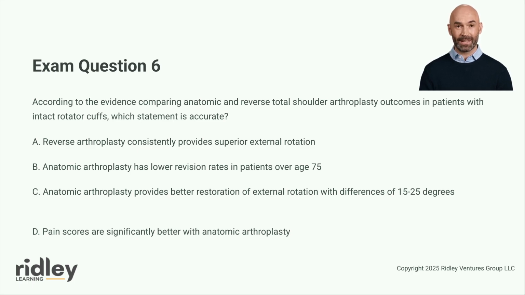The research consistently demonstrates that patients with intact rotator cuffs achieve substantially better external and internal rotation with anatomic prostheses. The 15 to 25 degree advantage in external rotation represents a clinically meaningful difference that affects activities of daily living, particularly those requiring hand positioning behind the head or behind the back.